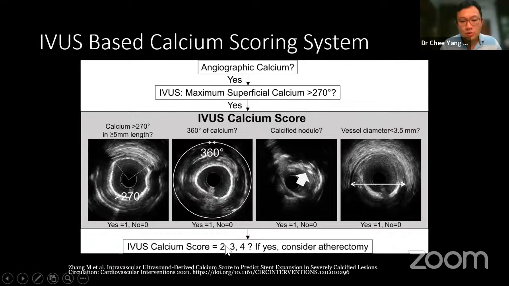If you have a score of 2 or more, then again, like the OCT scoring system, you're at high risk of stent underexpansion, and you might want to consider atherectomy or something else like lithotripsy to really better prepare your lesion.